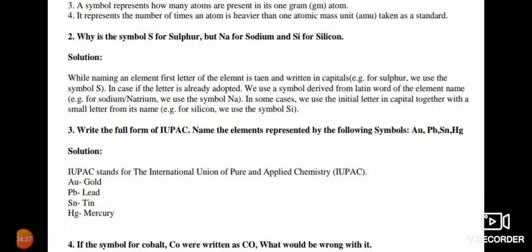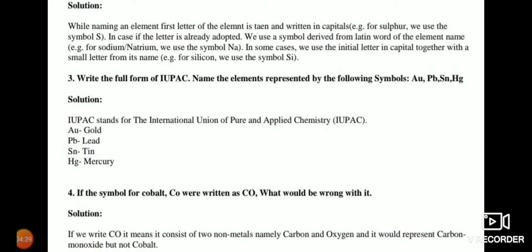Now for your practice, the third question is just a practice question. Write the full form of IUPAC. The IUPAC is the main governing body in chemistry. IUPAC governs all the rules and all the discoveries taking place in chemistry. IUPAC stands for International Union of Pure and Applied Chemistry. Whatever rules are made in chemistry are decided by this governing body.